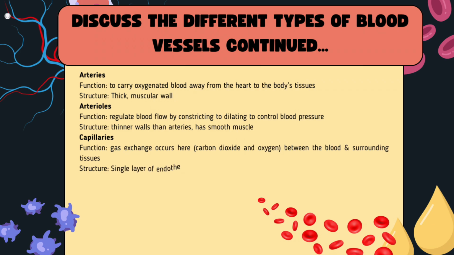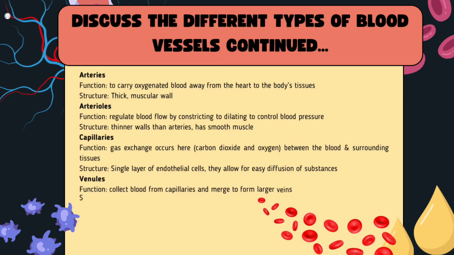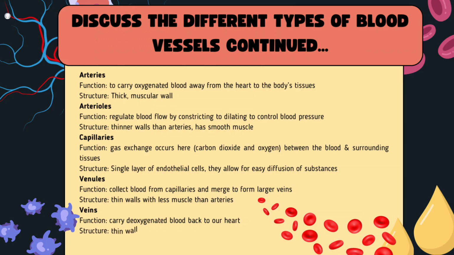They have thinner walls than arteries and they have smooth muscle. Capillaries, their main function is gas exchange, where carbon dioxide and oxygen are exchanged between the blood and surrounding tissues. They're single layer endothelial cells and they allow for easy diffusion of substances. Venules collect blood from capillaries and merge to form larger veins. They normally have thin walls with less muscle than arteries have. And then lastly, we have veins, which carry deoxygenated blood back to our heart. They have thin walls with larger lumens compared to the arteries.